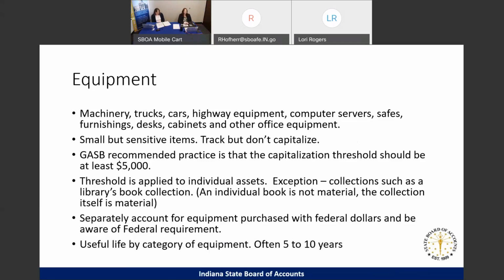And remember, when you're applying the threshold amount, it's applied to each individual asset, not a group of assets. For example, if you purchase 10 laptops for $2,000 each, so your claim is $20,000, you're still looking at each individual laptop and applying that. So if you have a $5,000 threshold and the laptop was $2,000, it doesn't matter if the claim was $20,000, you're still going to say, oh, those are below the $5,000. I don't need to record those as an asset. There is an exception to that on collections, and we're going to talk about that next.